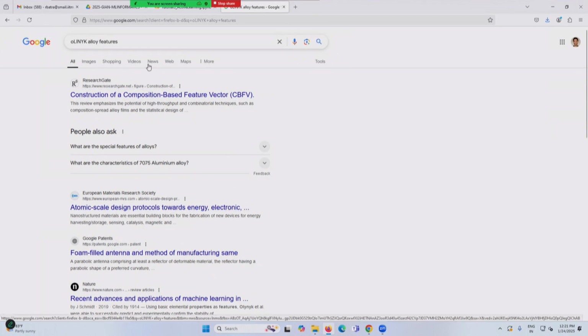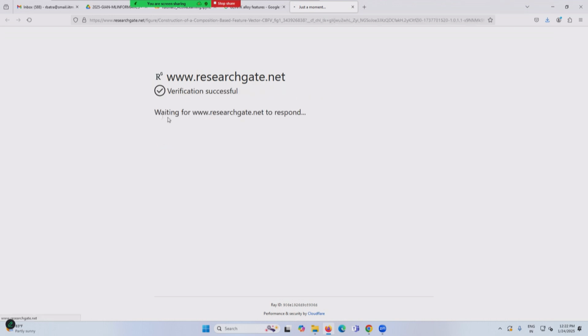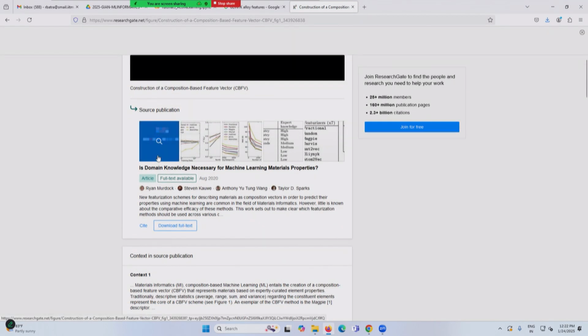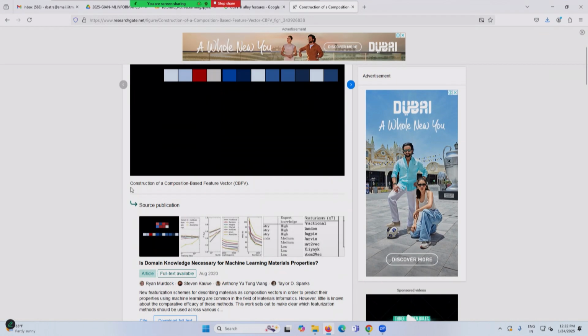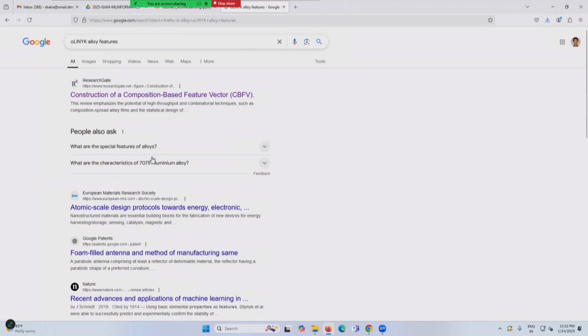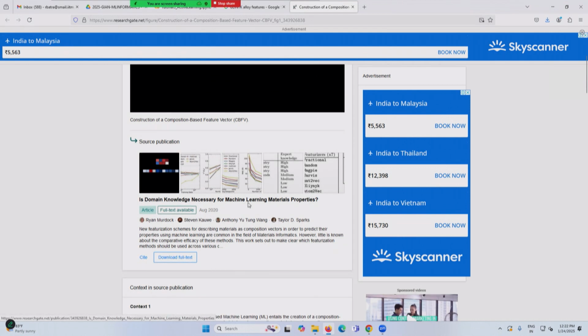Yeah, I think the first one is for this. I'm not able to find it. Yes, I think this is the one. Taylor's path preference. Is domain knowledge special? Here it has given a reference for only the featurization.